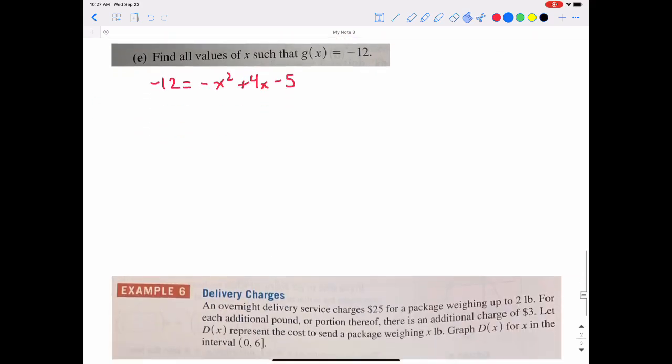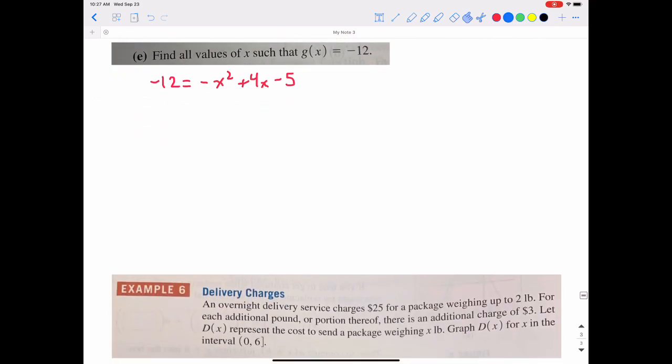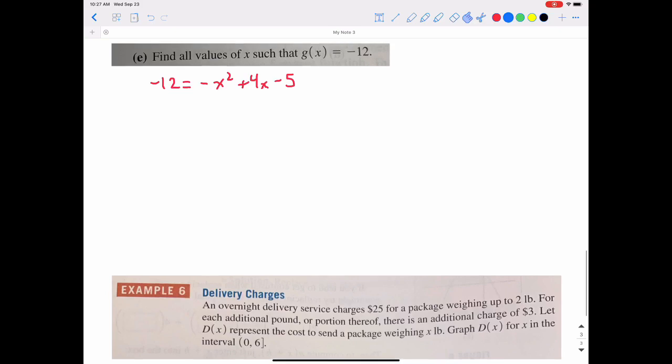So it is a quadratic equation, which means we should set it equal to 0. So I'll go ahead and add 12 to both sides. So that gives me 0 equals negative x squared plus 4x plus 7. And then we can try to factor it, but it won't take you very long to figure out that you actually can't factor it. So if we can't factor it, what do we do?